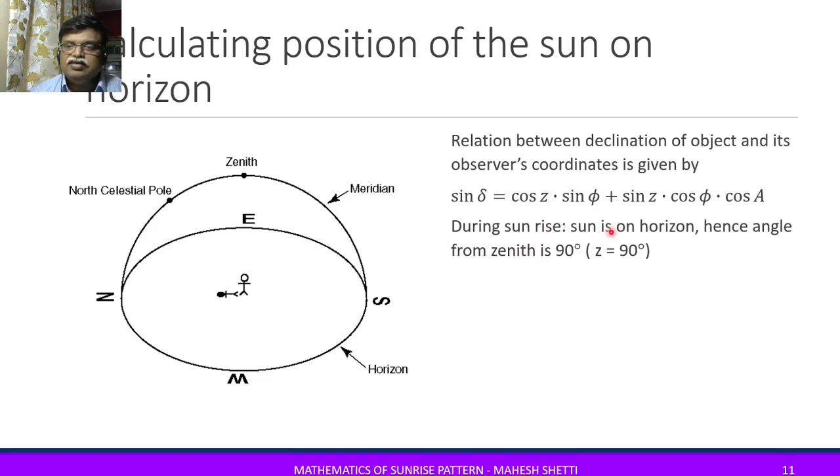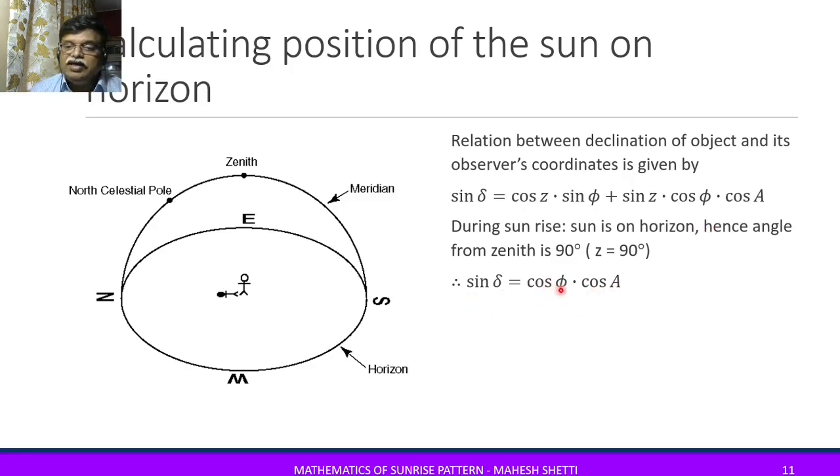During sunrise, the sun is on the horizon, so altitude is 0, because altitude is the angle measured from the horizon. The zenith angle, measured from the zenith, becomes 90 degrees, because the zenith is exactly over a point. So zenith angle plus altitude adds to 90 degrees. When altitude is 0, zenith angle is 90 degrees. If you substitute z = 90 degrees in the formula, cos 90 is 0 and this term will vanish. Sin 90 is 1, and the formula becomes simply sin δ = cos φ cos A.